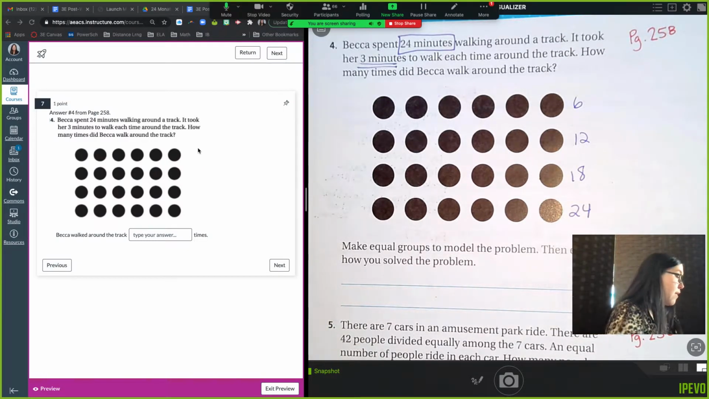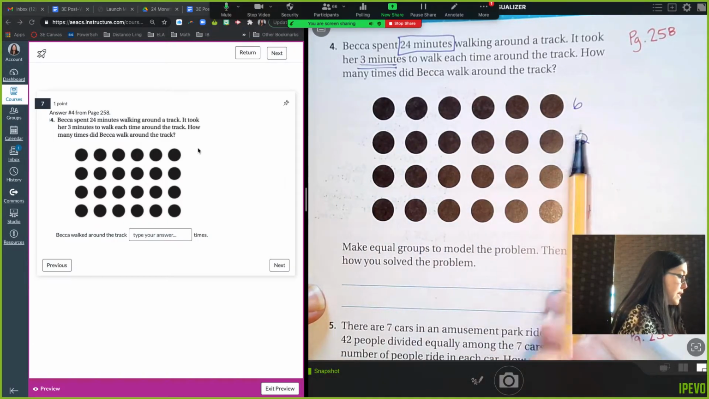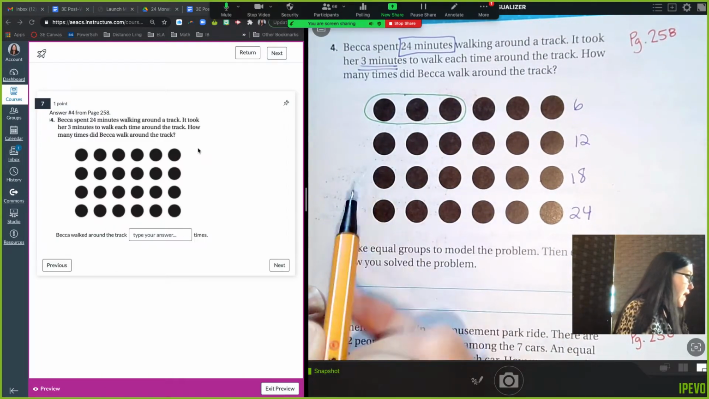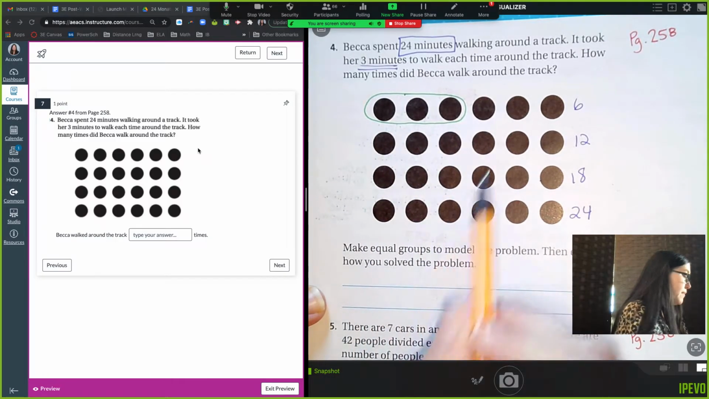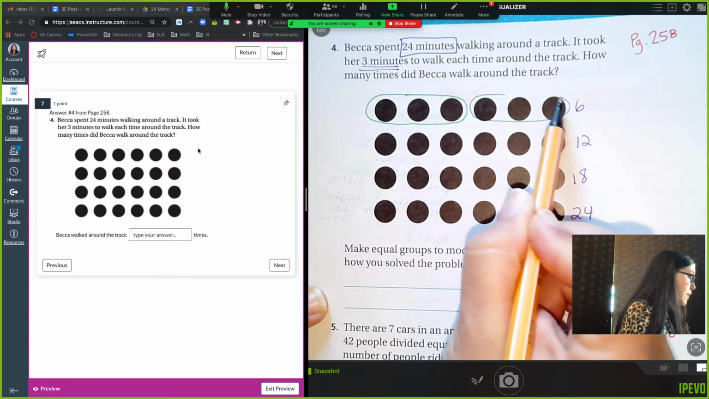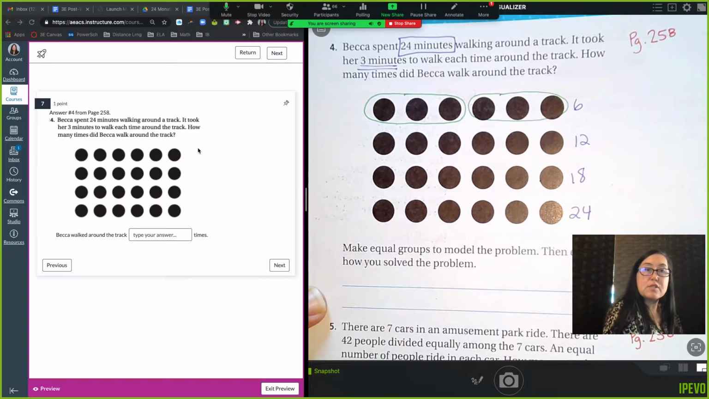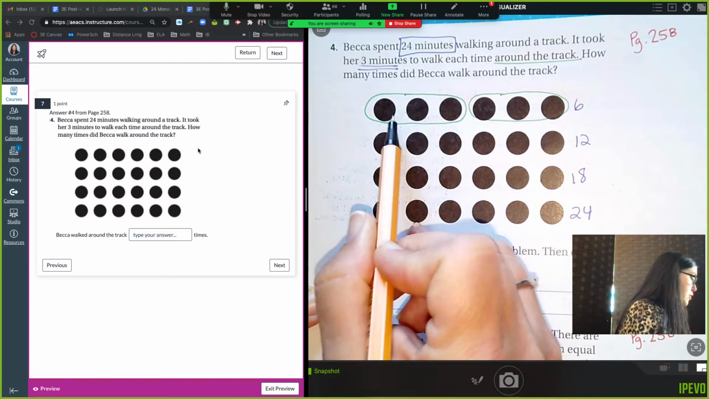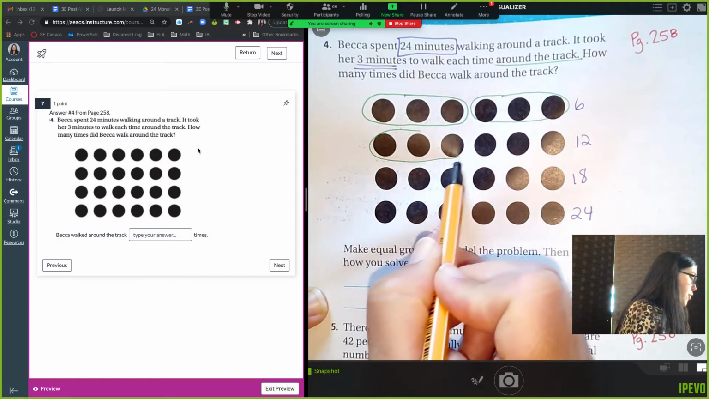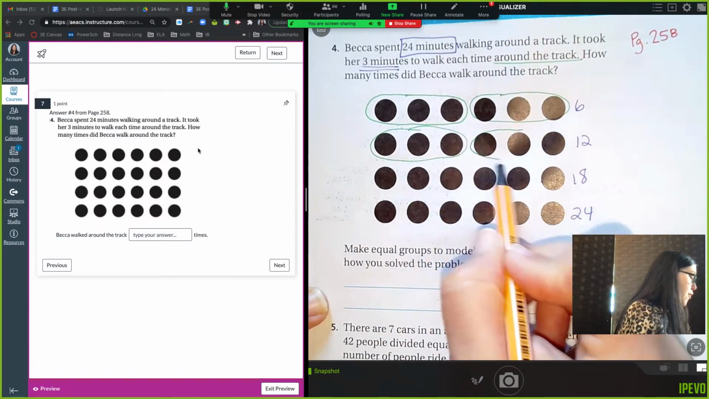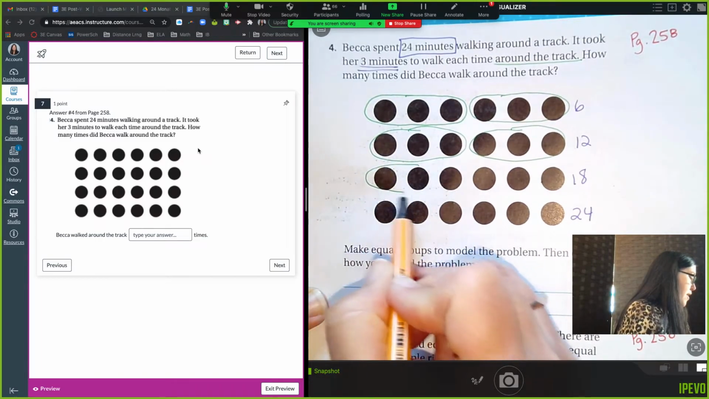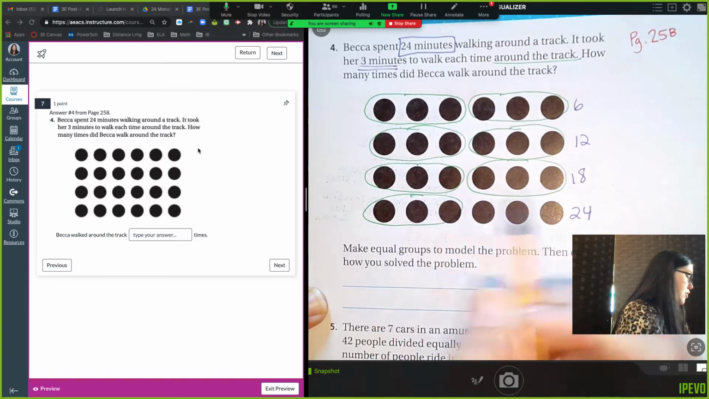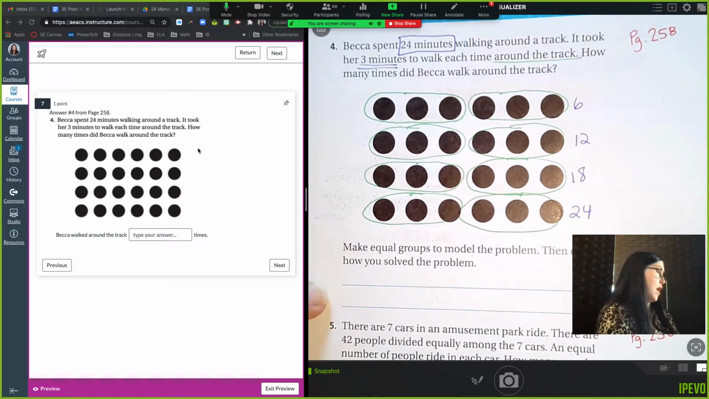So here is how I can use this array, these rows and columns, to help me figure out how many times she went around the track. That was 3 minutes. She went around the track 1 time. This was 3 minutes. She went around the track a second time. Every time I'm circling 3 minutes, that's another trip around the track. So 2 times around the track so far, 3 times, 4 times, 5 times, 6 times, 7 times, 8 times around the track.